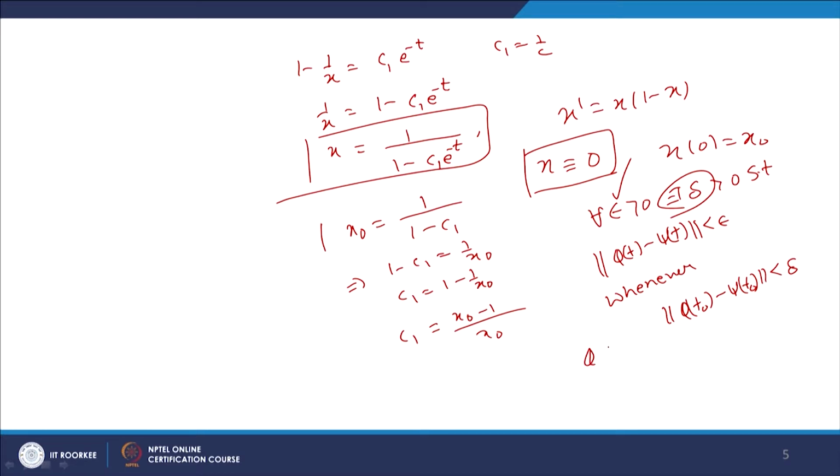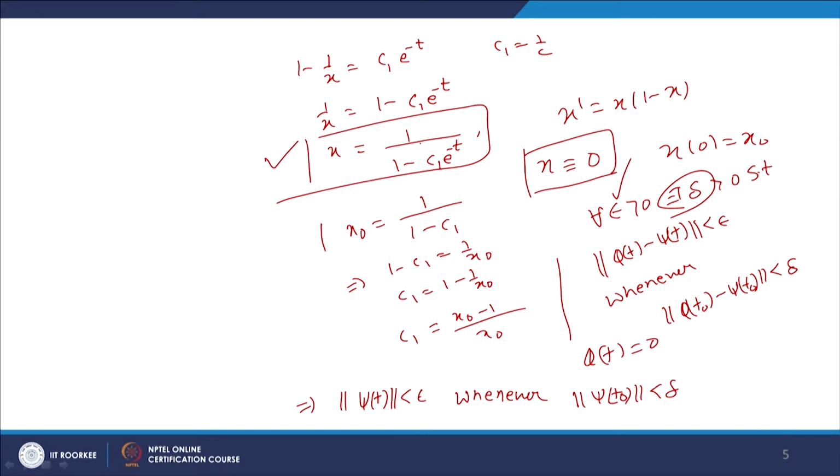Now, here phi t is your 0 and psi t we have already obtained like this. So, it means that this reduces to the norm of psi t is less than epsilon whenever the norm of psi t naught is less than delta. Okay. So, now look at the solution here and look at the psi t here.